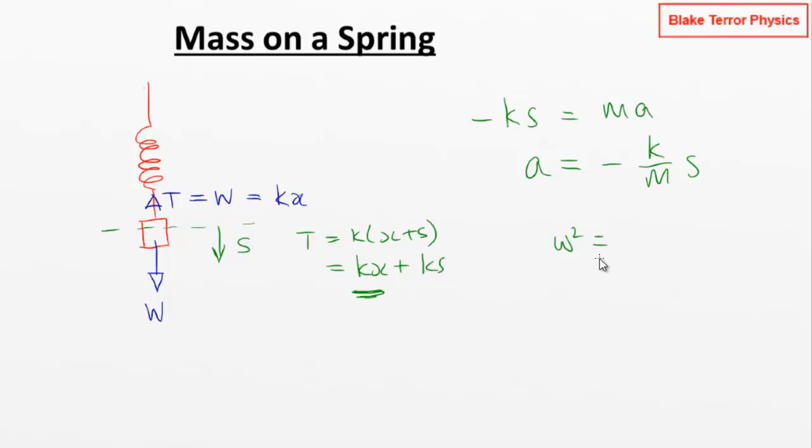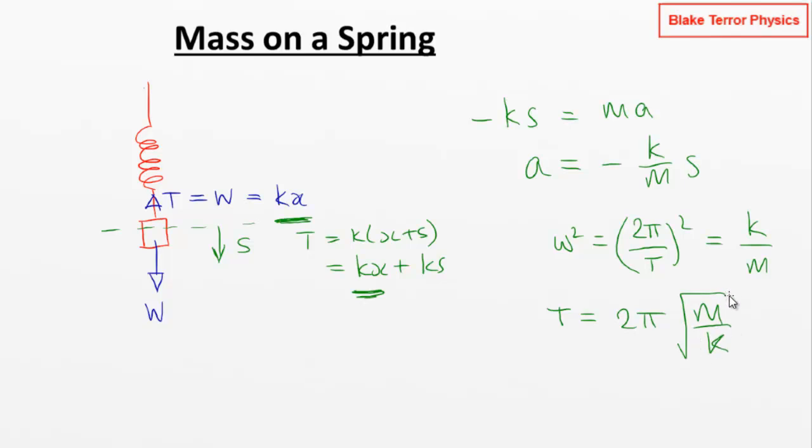So omega squared is equal to (2 pi over T) all squared, which is going to be equal to k over m. So that means that T, the period of oscillation of a mass on a spring performing simple harmonic motion, i.e. a spring which is obeying Hooke's law, we want that linear relationship between tension and extension, is going to be equal to 2 pi root m over k. So that's another one of those standard results. You can see how similar that is to the period of oscillation of a pendulum, 2 pi root L over g.